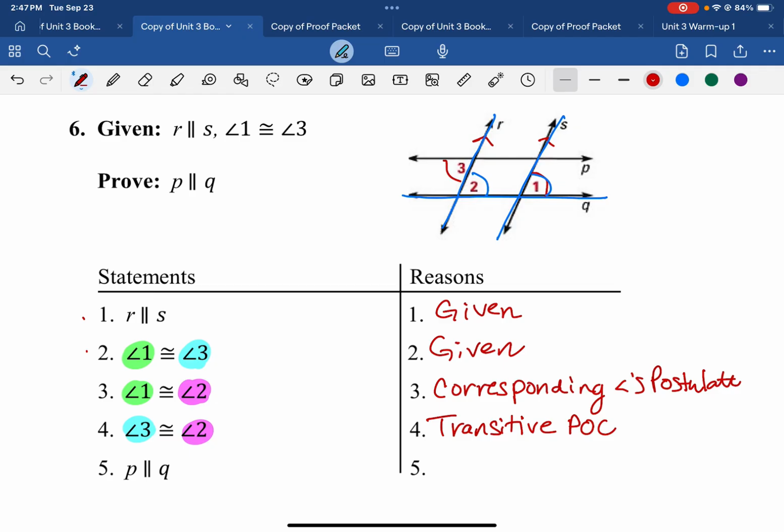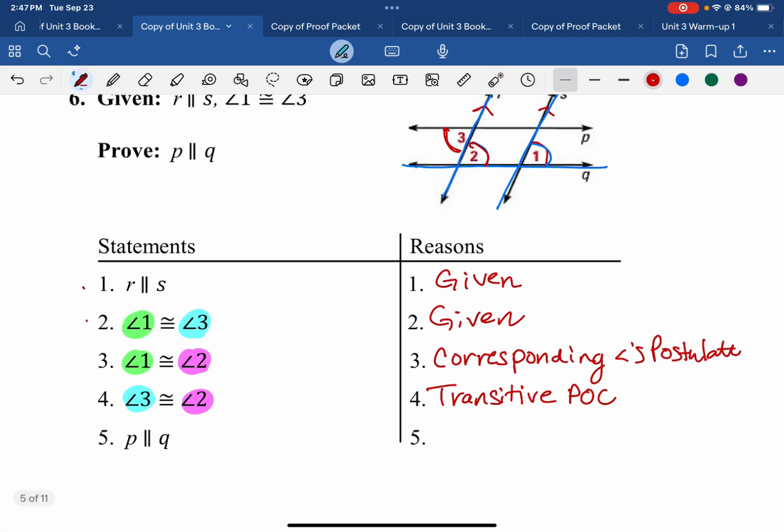All right, so we said at the beginning, if we could get angle 2 and angle 3 to be congruent, then line P and line Q would be parallel because they're alternate interior angles. So since we're proving the lines parallel, I'm using the converse. So I'm using the alternate interior angle converse. Okay, so there's a proof example, and then I'm going to do a couple of proofs from your proof packet in a separate video.